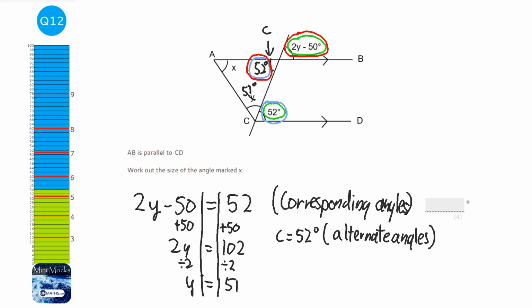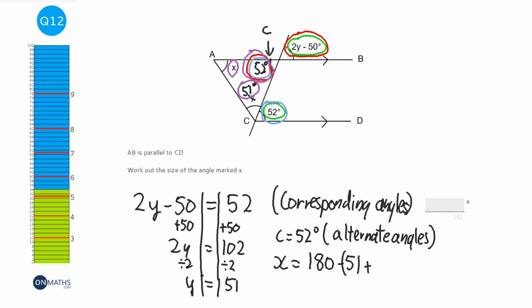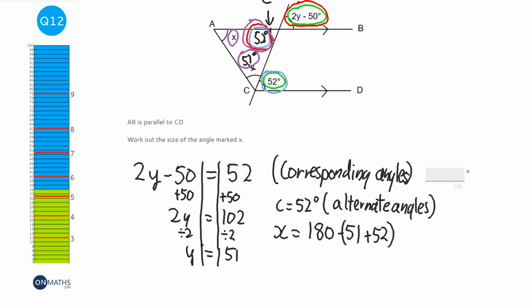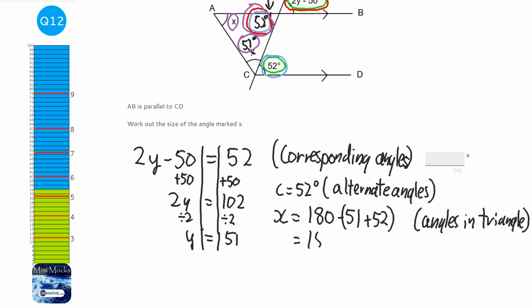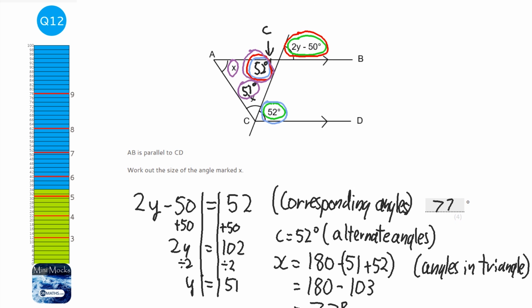Okay, so we've got three angles in a triangle. I've got way too many colours going on here. So to work out x, so x equals 180 minus 51 plus 52. So work out what 51 plus 52 is, and then take away from 180. And the reason is angles in a triangle. Okay, so I know that 51 plus 52 is going to be 103. And therefore that's going to be 77 degrees. So my answer is 77 degrees.